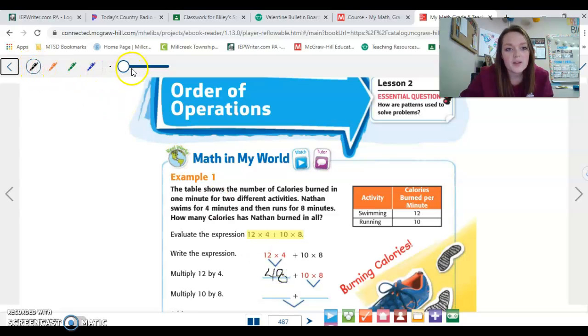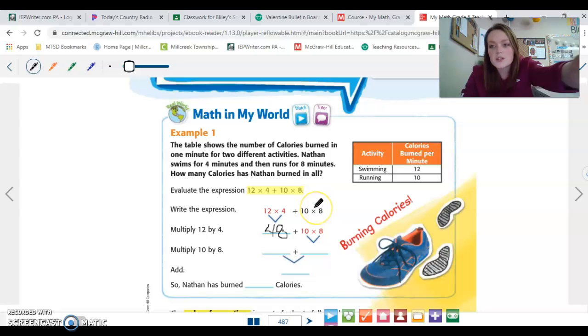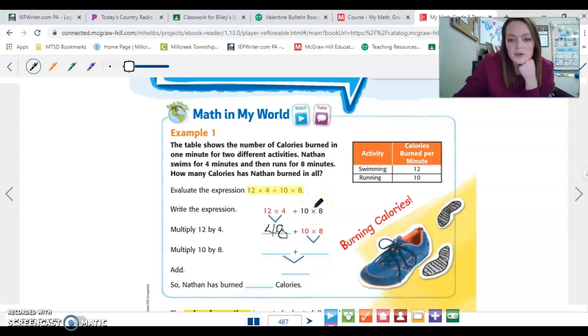So we multiplied one side. We're not going to add yet because we still need to multiply our other set of multiplication numbers right here. And then we're going to bring down our 48. Now we're going to bring down our plus sign. We're going to figure out what is 8 times 10, 80. Then we are going to lastly add.